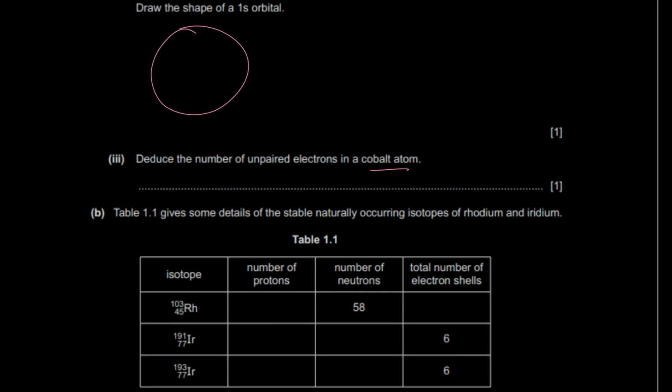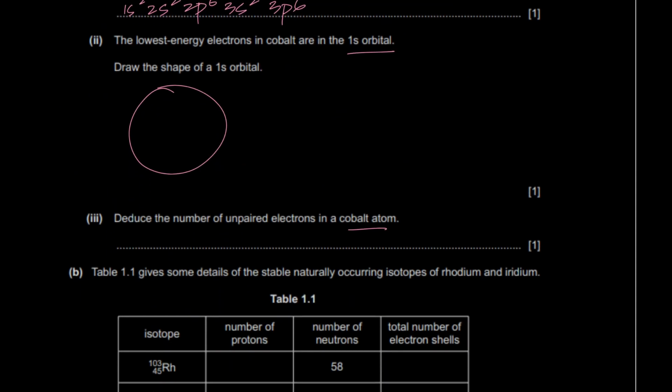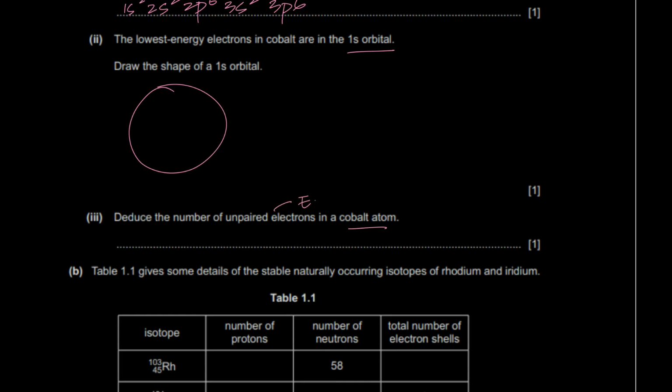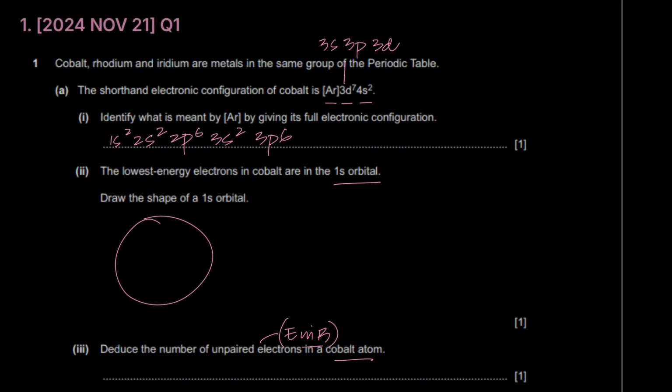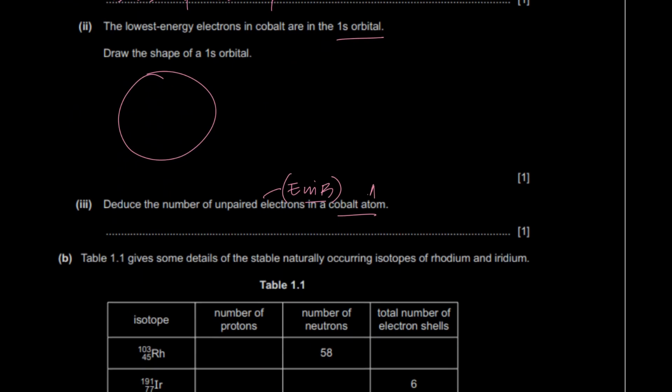Deduce the number of unpaired electrons in a cobalt atom. Now, if you were to check out the cobalt atom, for this you need to write down the electron-in-box diagram for yourself. I call it the EB diagram. So you have to complete it. Now, what's the electronic configuration of cobalt? It's argon 3d7 4s2.